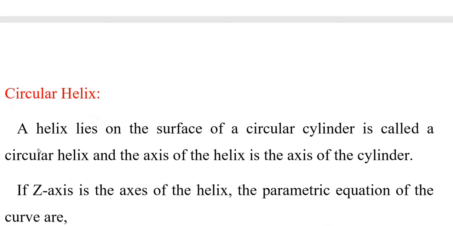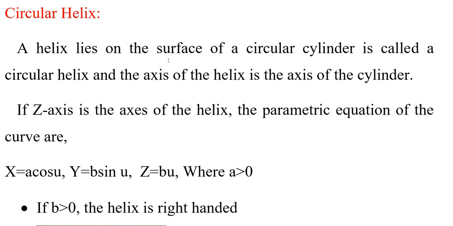Next, circular helix. A helix that lies on the surface of a circular cylinder is called a circular helix, and the axis of the helix is the axis of the cylinder. If the z-axis is the axis of the helix, the parametric equations of the curve are x equal to a cos u, y equal to a sin u, and z equal to b u, where a is greater than 0. If b is greater than 0, the helix is right-handed. If b is less than 0, the helix is left-handed.